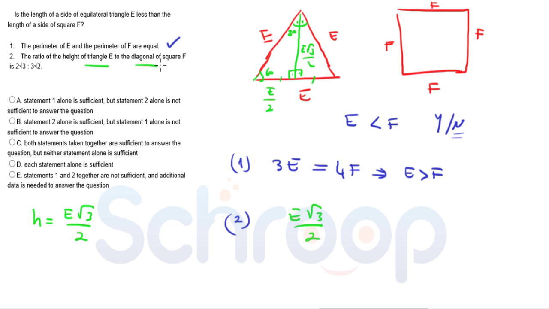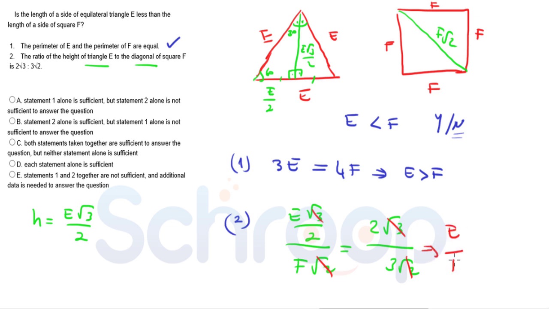The ratio of the height, E root 3 over 2, of a triangle to the diagonal. So the diagonal of the square is F root 2, the ratio of that to F root 2 equals 2 root 3 over 3 root 2. Okay, so this cancels out, that means E over F equals, this 2 goes down as a denominator, and we can remove this on the right hand side as multiplication, so 4 over 3.